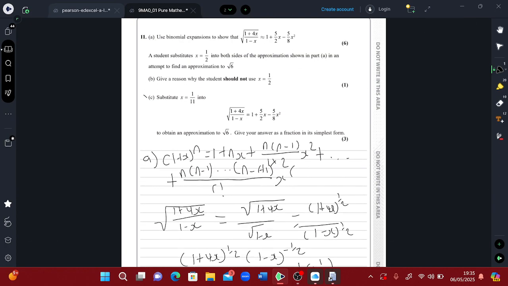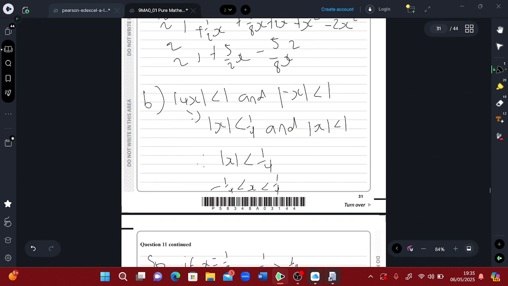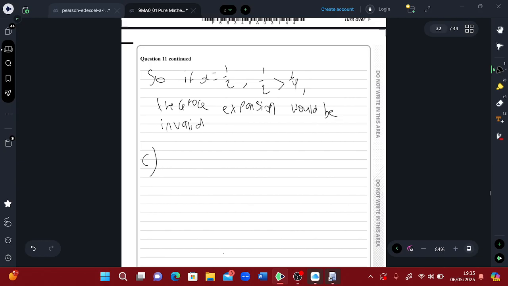So yeah, but the reason here is simply because half falls out of the range of validity. So half is greater than a quarter, so it won't be valid, so you can't use it here. But then it says effectively use it to find the approximation to root 6. So now we find a new approximation. Okay, so let's substitute x as a half in. And I think with these types of questions, it's best to sub it into the original one, not the index version.